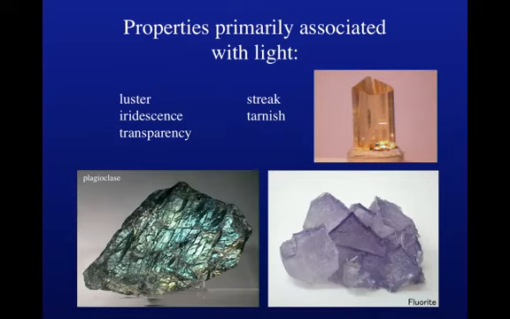This group of physical properties is associated with light, and those are the luster of a mineral, whether it's iridescent, whether a mineral is transparent, what kind of streak it has, and whether it tarnishes. So you can see, as far as transparency, this mineral specimen, you can not only see light passing through it, but you can see what is on the other side. So you can actually view through the crystal to the other side. And that property is helpful.